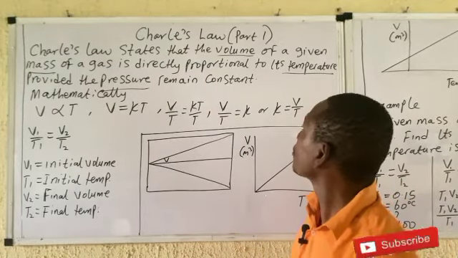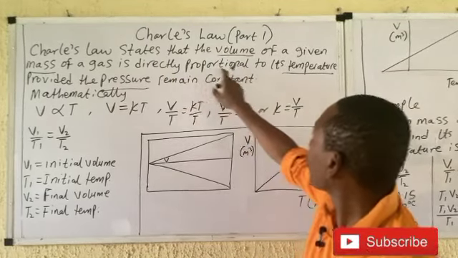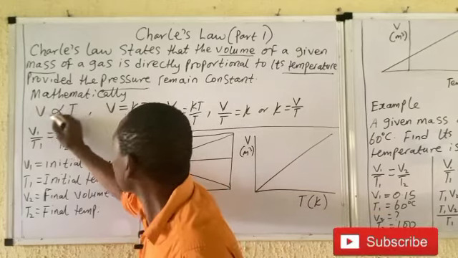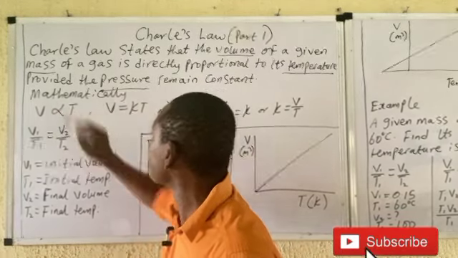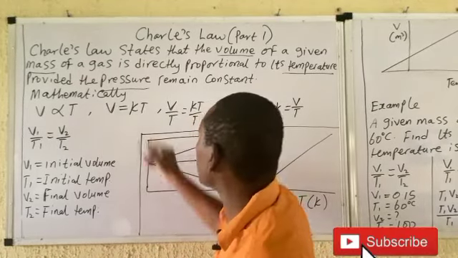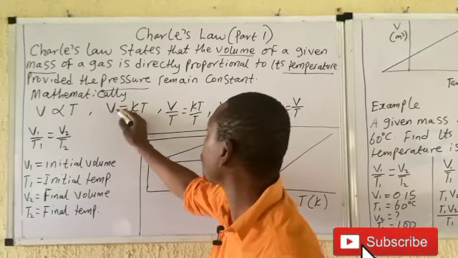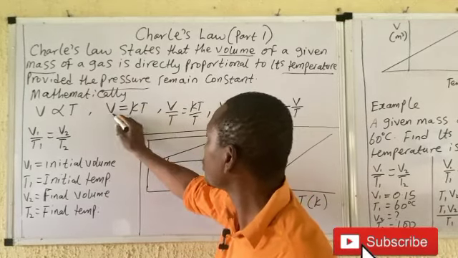Now let's continue. Volume is actually directly proportional to temperature. So we put V directly proportional to T. This is the sign of proportionality. Now, if you want to introduce the constant, as usual, you introduce the equals sign, then you put your K as constant. So you now have V equal to KT. This is the temperature, this is the volume.